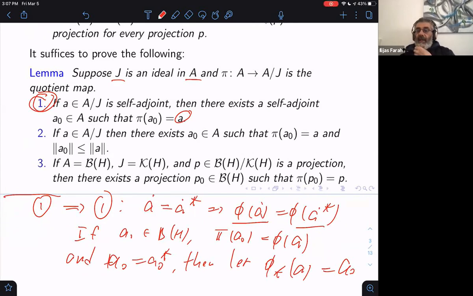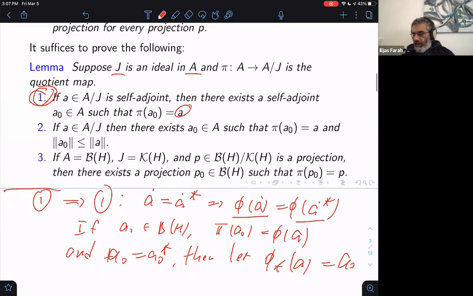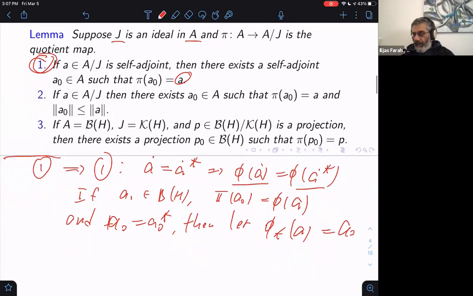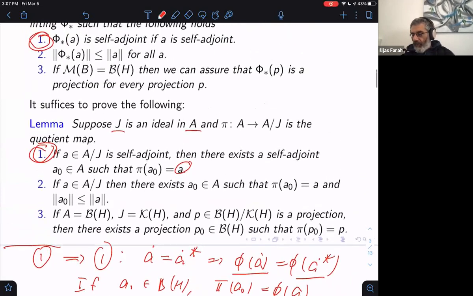So basically, we are going to construct phi star element by element. So for each element, we are just choosing something in the equivalence class, modulo compacts, of its image, and just choosing it so that it has desired properties. Proofs of 2 and 3 are virtually identical.